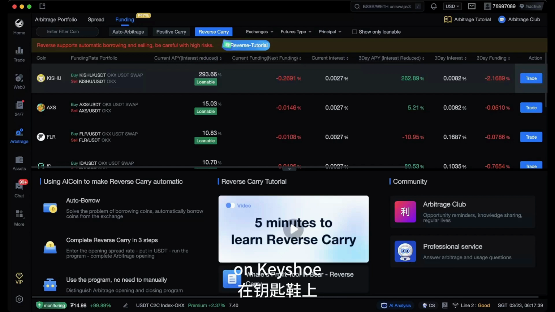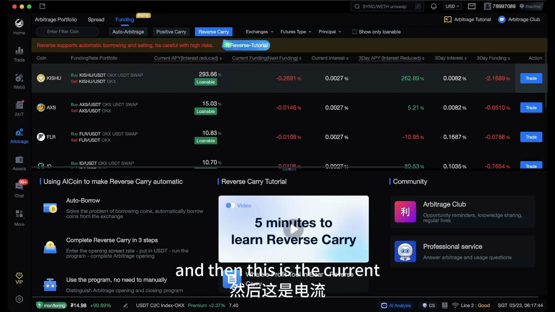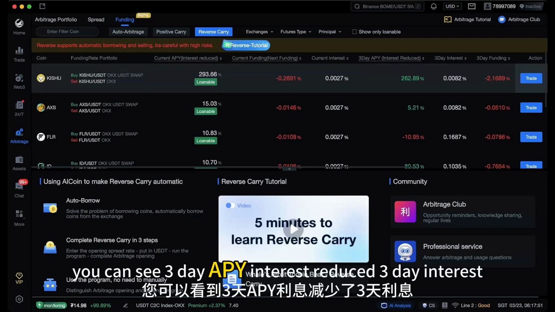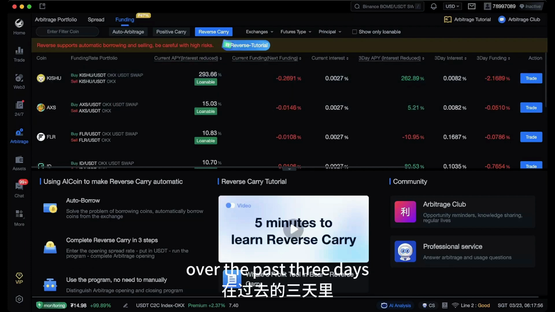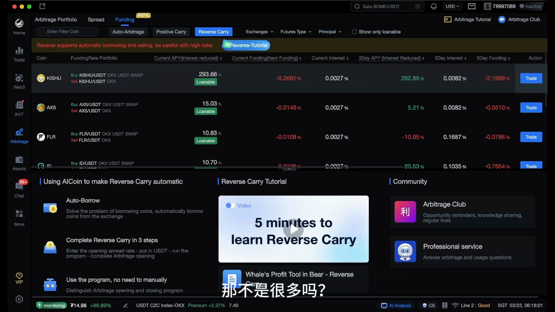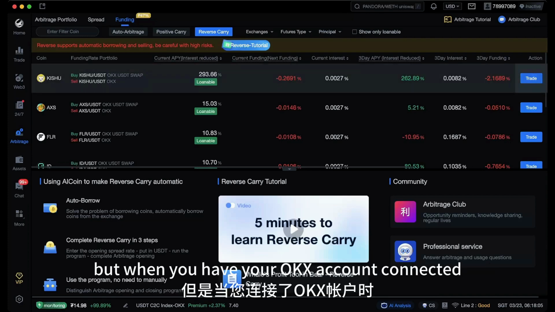So you want the funding rate here to be negative, and it is, and it says this is the current interest rate that you'll pay on Kishu, because we're borrowing it, and then this is the current, what's it called, funding rate. So this is a very profitable opportunity right now. You can see 3-day APY, interest reduced, 3-day interest, 3-day funding. Over the past 3 days, this has paid out a lot in funding, and the past interest you would have paid isn't that much.